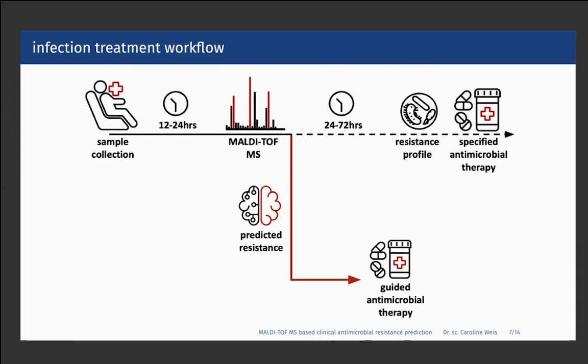So if we were able to predict the resistance label at the time of MALDI-TOF MS, a machine learning guided treatment decision could be made at an earlier time point. And this reduced time until a resistance informed treatment decision is made can have a large impact on the course of the infection and prevent using ineffective antimicrobial drugs.